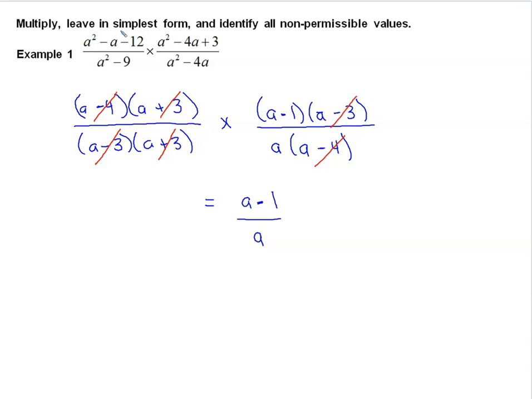So it looked like a pretty big expression. It's not too bad. It would have taken a very long time to actually multiply all this out, but I do have to look at my non-permissible values. So let's look at our denominator. I know that a cannot equal 3. It cannot equal -3. If you just have an a by itself, then it also cannot equal 0, and then it cannot equal +4. Any of those values will give me an undefined function. Make sure that you take these from the original and not from here. If I looked at just my final answer, I would just say, well, a can't be 0, but there'd actually be a lot of different values that a can't be.